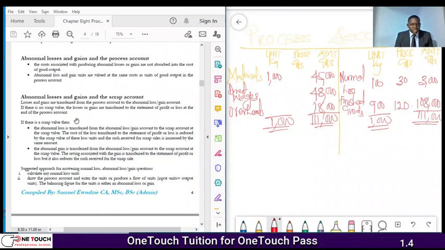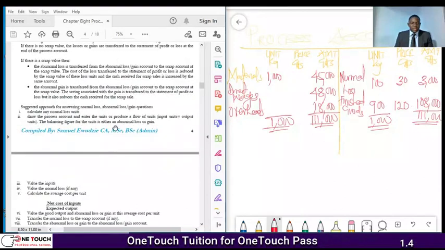Suggested approach for answering normal loss, abnormal loss, and gain questions. Good. The first step is to calculate any normal loss units, draw the process account, and enter the units, or produce a flow of units. That is, input units equal output units. The balance figure for the units is either an abnormal loss or an abnormal gain.